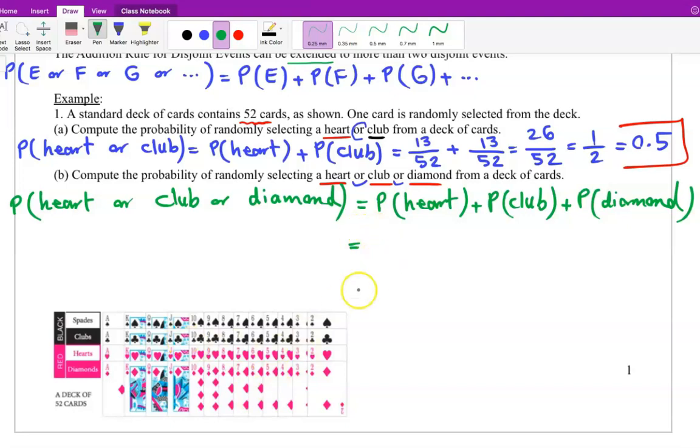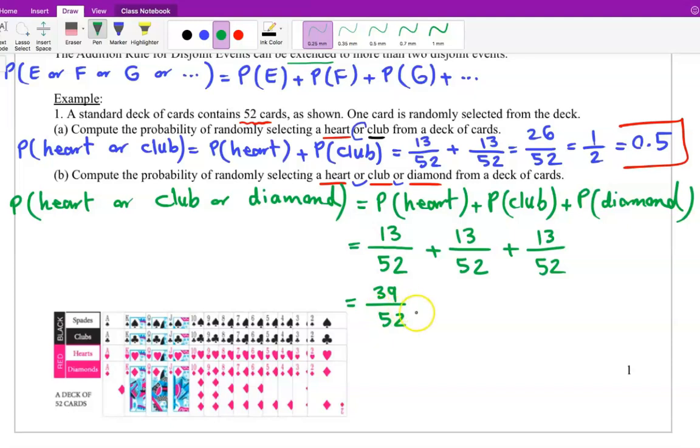Now how many hearts do we have here? We have 13 in total. How many cards do we have? 52. Again, how many clubs do we have? 13. Total 52. And how many diamonds do we have? Again 13. So from each group we have 13 cards. And adding, we have 39 divided by 52. Simplify. The answer is 0.75.